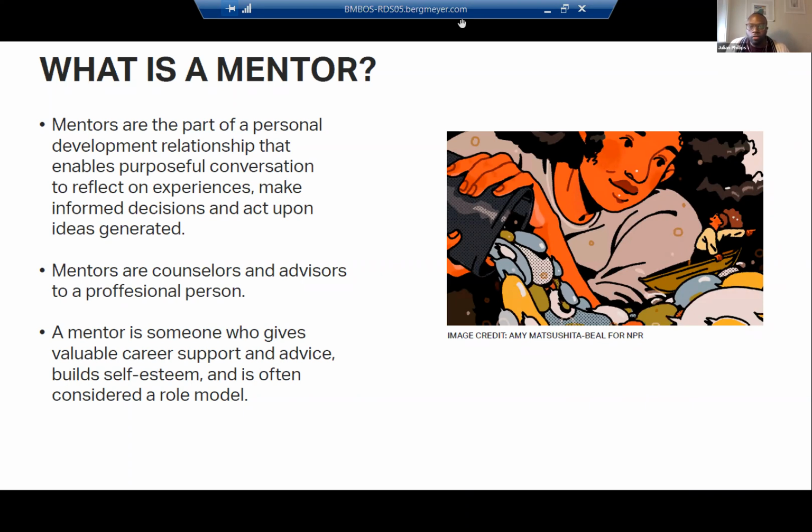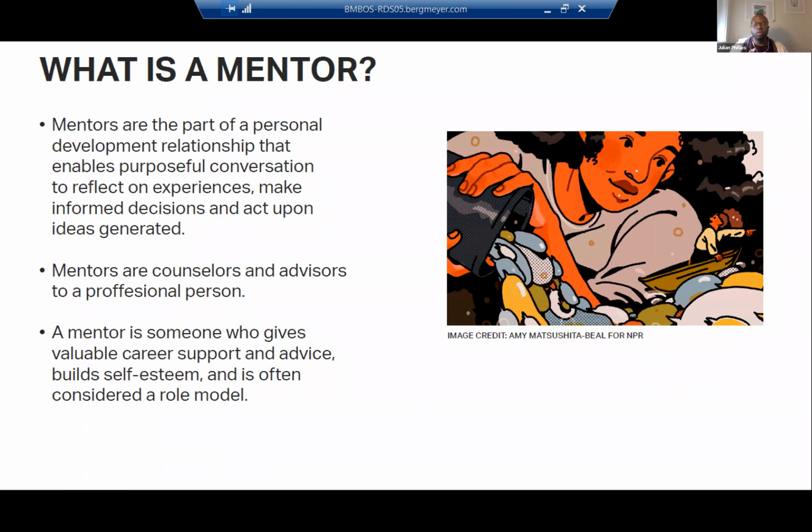I found these images from an NPR write up that talked about mentorship and sponsorship, and we can kind of tell that the person that's bestowing water, or what it may be, is doing that, but the person that could be the mentee is in the boat, directing the way. They're just guiding, being a counselor or even an advisor to a professional person.